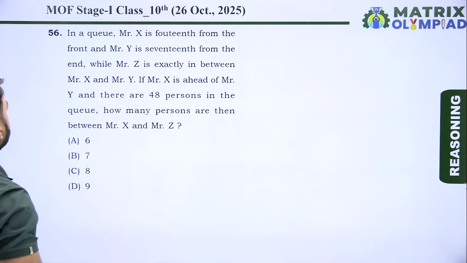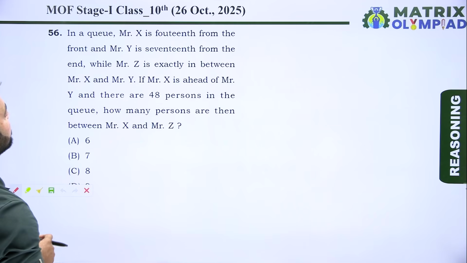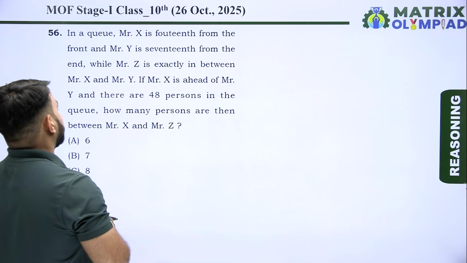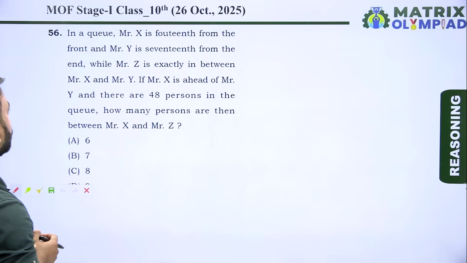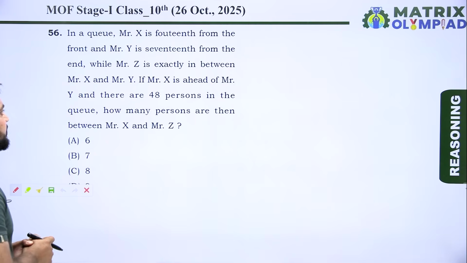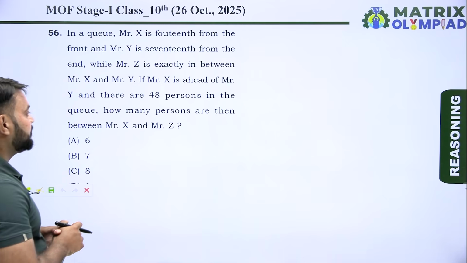Now next question is question number 56 in a queue. Mr. X is 14th from the front and Mr. Y is 17th from the end, while Mr. Z is exactly in between Mr. X and Mr. Y. If Mr. X is ahead of Mr. Y and there are 48 persons in the queue, how many persons are there between Mr. X and Mr. Z?